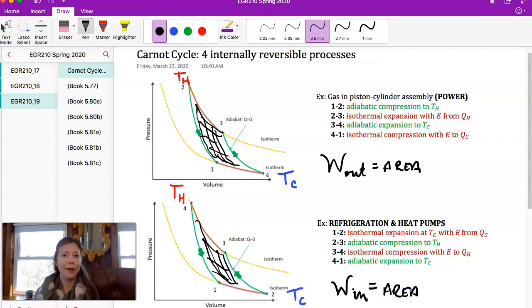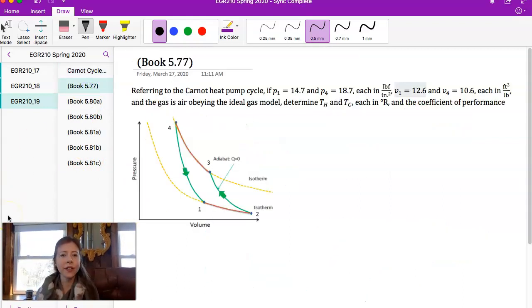All right, so I'm sure you are excited to go through some exercises together now. This is number 77 from chapter 5 in our book, and we're going to be referring to the Carnot heat pump cycle. So if our initial pressure is 14.7 and P4, so pressure at state 4, is 18.7, each in pounds per square inch. So yes, for this one, we will be using the imperial system.